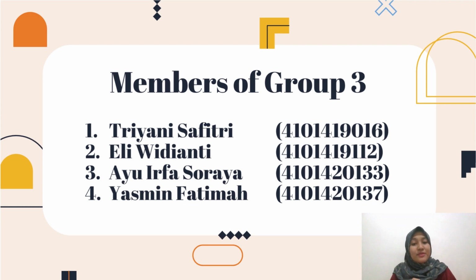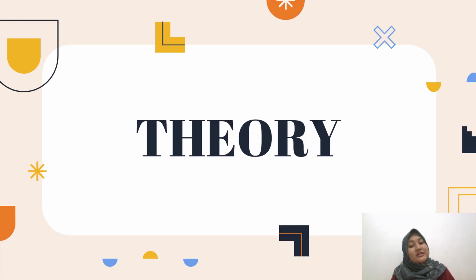The members of our Group 3 are: the first one is Triyani Safitri with ID number 410141916, and then Eli Widianti 410141912, and then Ayu Irfa Soraya 41014201333, and Yasmin Fatimah with ID number 41014201337. So the first one is the theory.